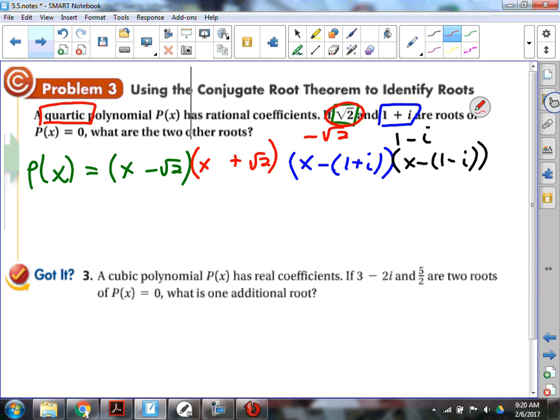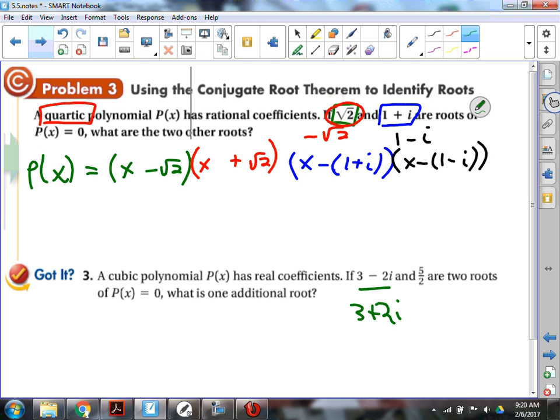Let's look at number 3. A cubic polynomial has real coefficients, and 3 minus 2i is a root, and so is 5 halves. What's the other root got to be? 3 plus 2i, okay? Because of this, 3 plus 2i is another root.